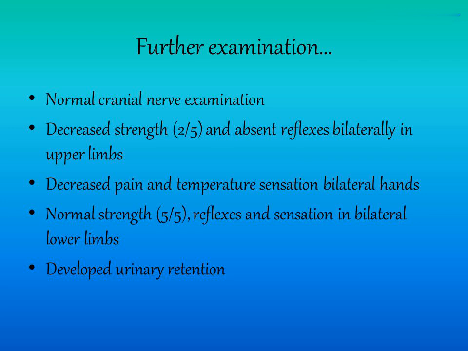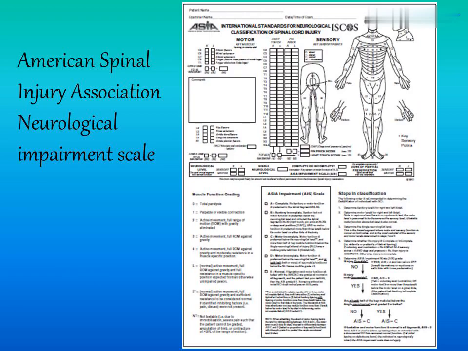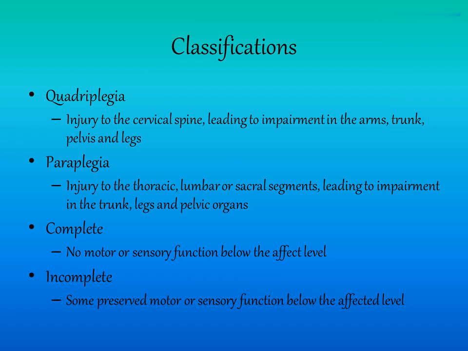He developed urinary retention. American Spinal Injury Association Neurological Impairment Scale. Classifications: quadriplegia, paraplegia, complete, incomplete. Quadriplegia is injury to the cervical spine, leading to impairment in the arms, trunk, pelvis and legs. Paraplegia is injury to the thoracic, lumbar or sacral segments, leading to impairment in the trunk, legs and pelvic organs.